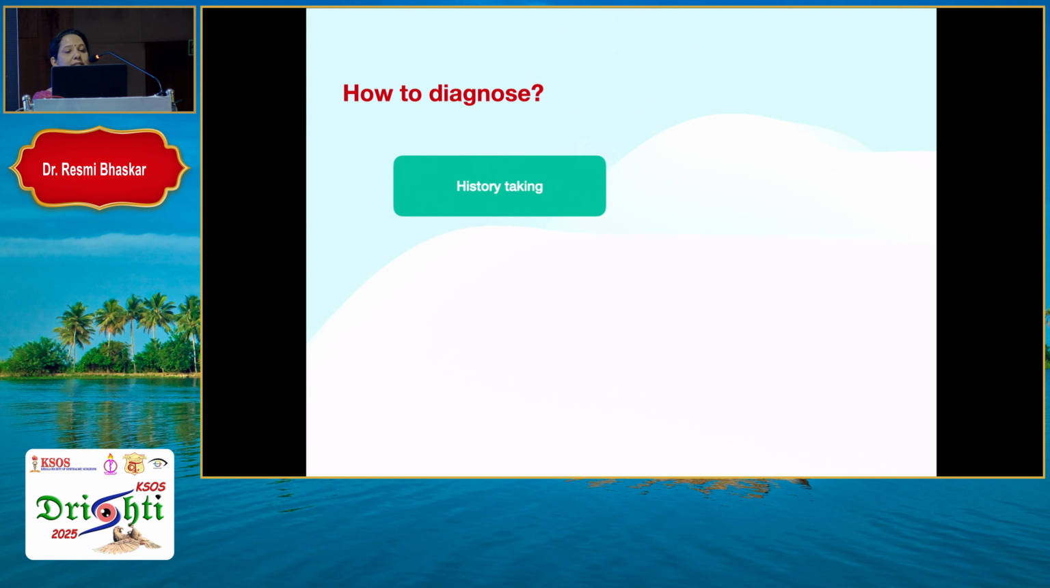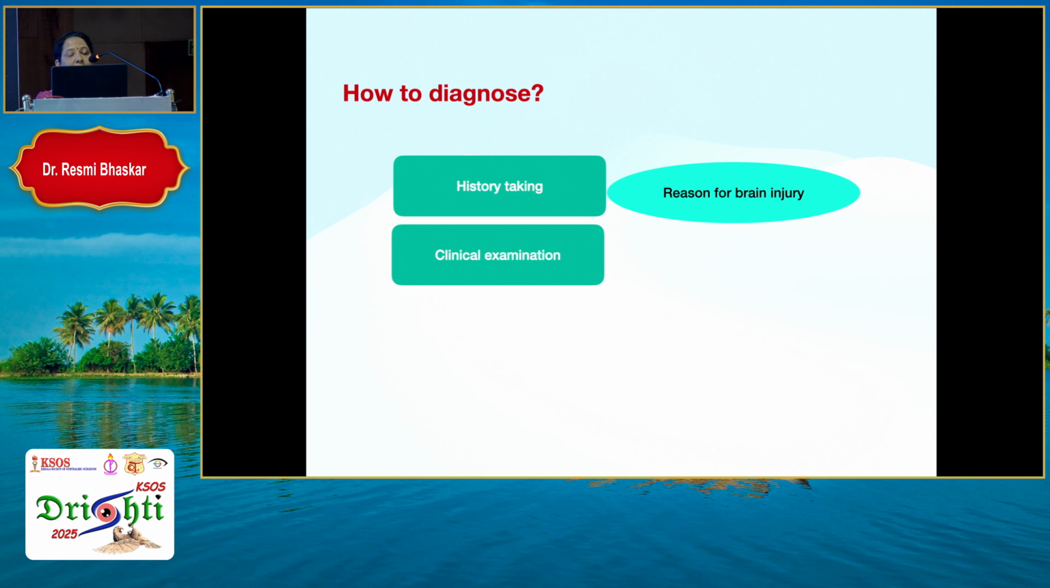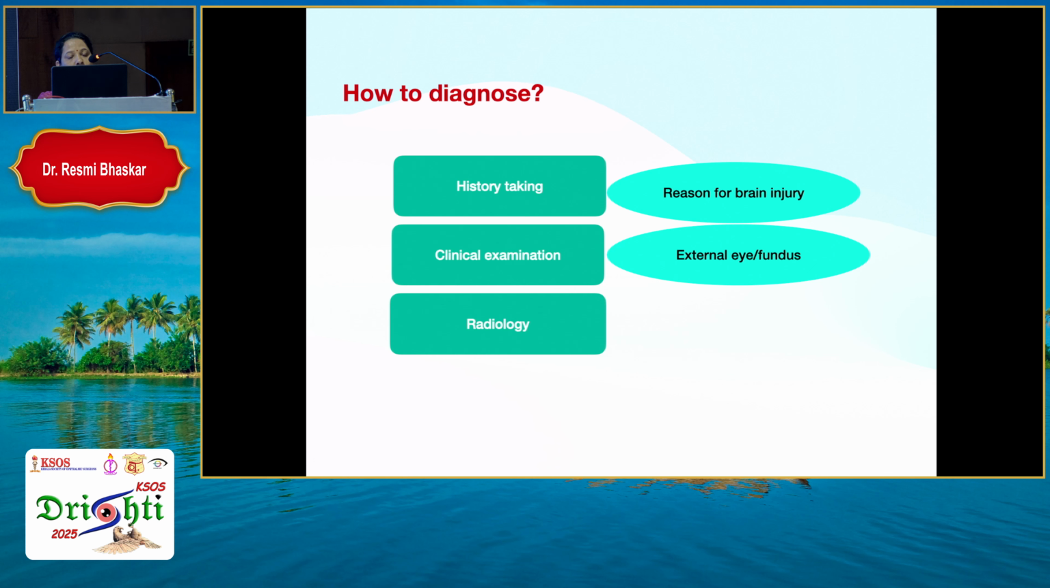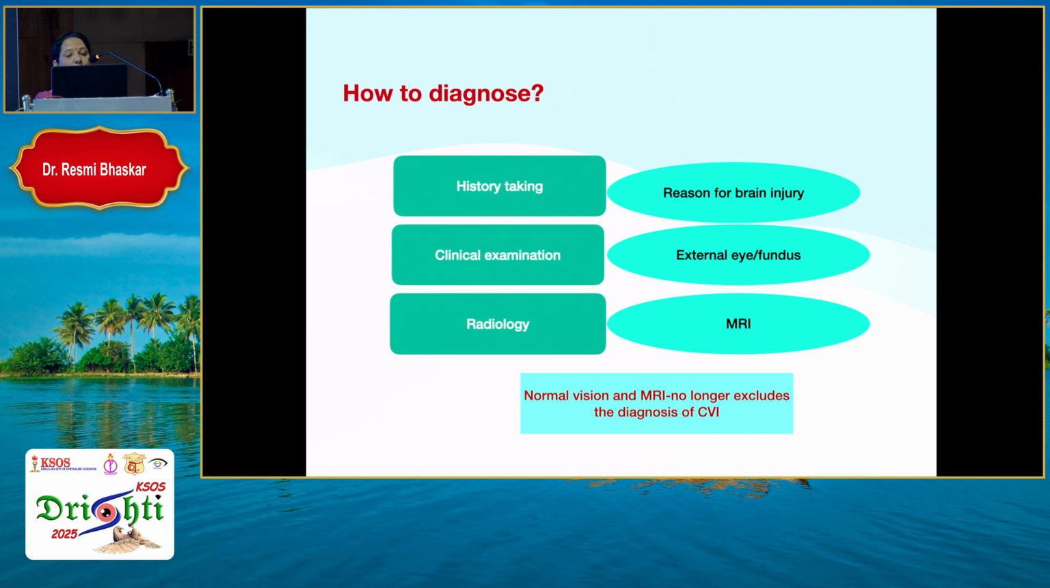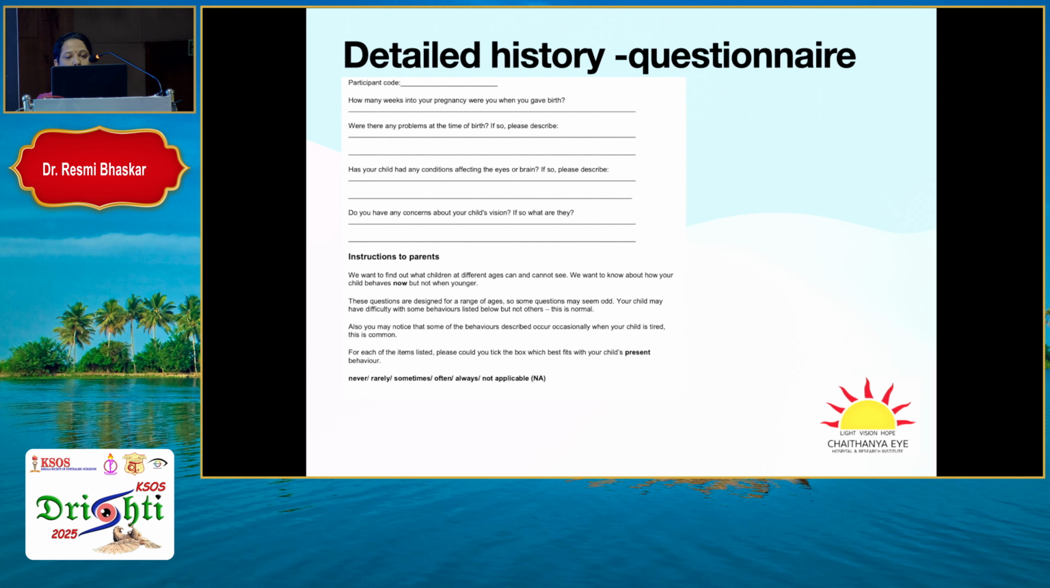How to diagnose this? History. A proper history taking is a very, very important tool, because all these children will have some reason for brain injury. A clinical examination will usually be normal except for optic atrophy in some cases and some refractive error, strabismus, or accommodation anomalies. Radiology, as Dr. Chaitanya has extensively told, can support our diagnosis. A normal vision and MRI no longer excludes the diagnosis of cerebral visual impairment.